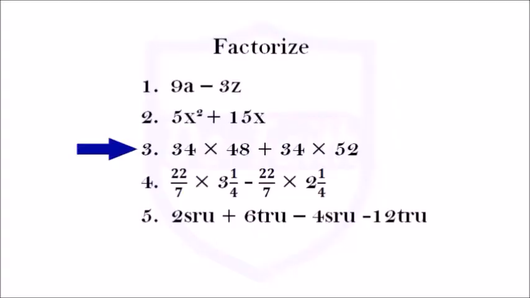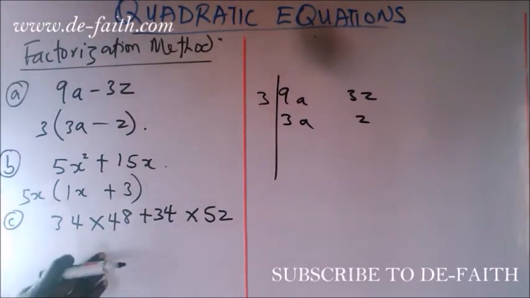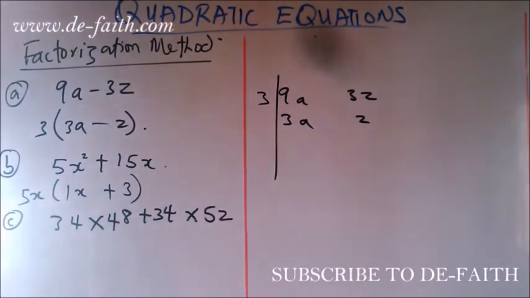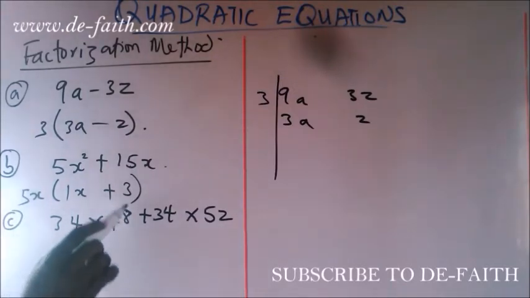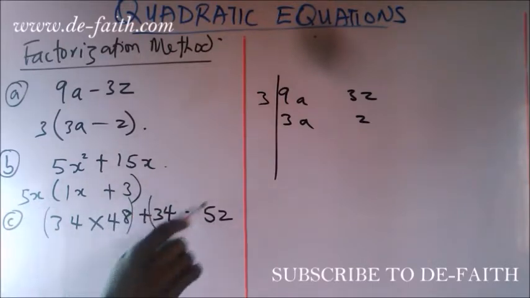Next, factorize 34 times 48 plus 34 times 52. Now don't forget that we could solve this without factorizing. That is by multiplying 34 by 48, have your answer separately, plus 34 times 52, have your answer separately, then you add it. But this would mean a longer process. But when you go with factorization, it will be easier. For instance, 34 times 48 has to be done first, then 34 times 52, which is done next.